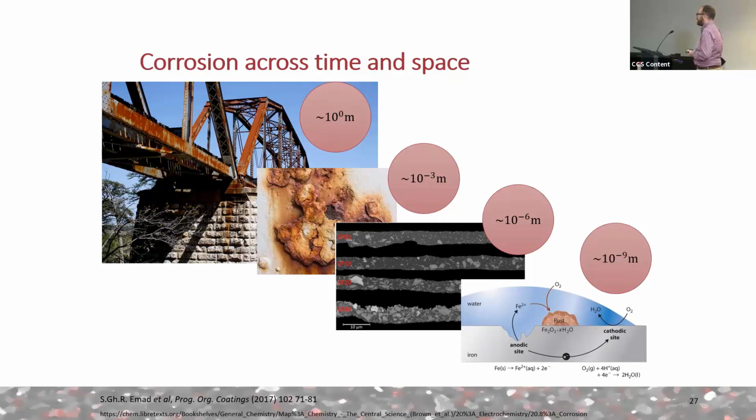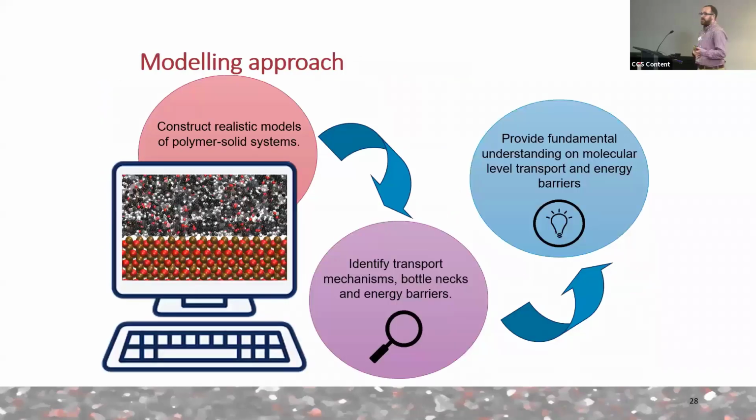So I'm concentrating on how water and ion diffusion, hopefully we can prevent that, or at least understand it, through an organic coating. So I'm a computational chemist. What I do is I construct realistic models on a computer of polymer solid systems, so it looks something like this. And from these, I'm able to identify the transport mechanisms, bottlenecks, energy barriers, and basically what's going on in these systems at an atomistic level. And the hope is that then I can provide fundamental understanding of what's going on in these real systems and help understand experimental results that perhaps need some sort of molecular insight.